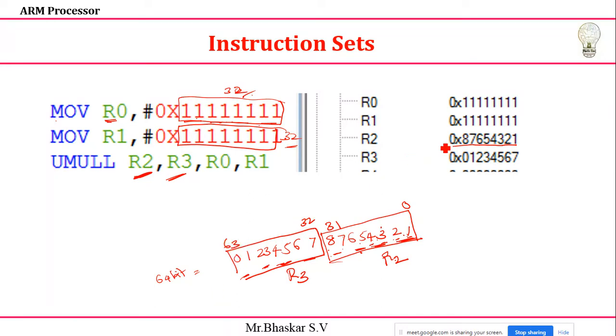In this way the data will be stored automatically, you just mention the registers. Here my LSB value will be stored, and here my MSB value will be stored after multiplication of these two. Clear about this one?